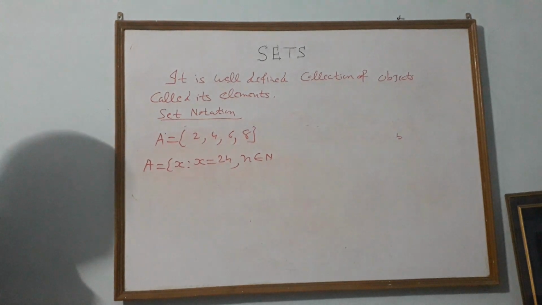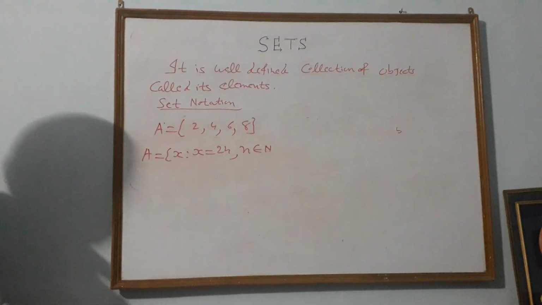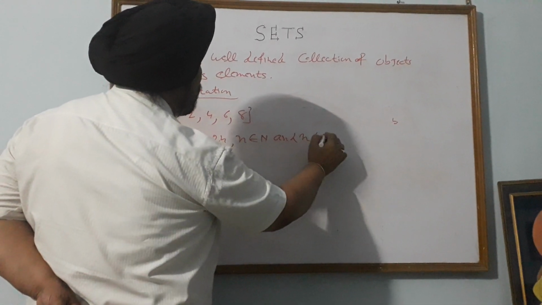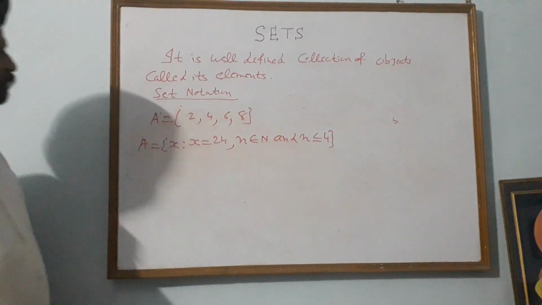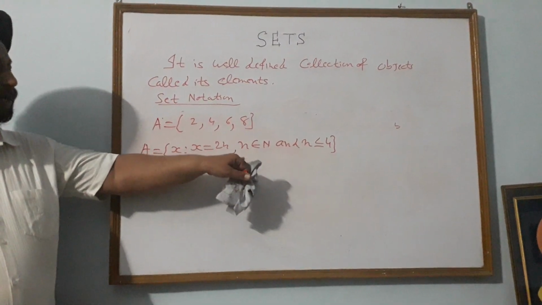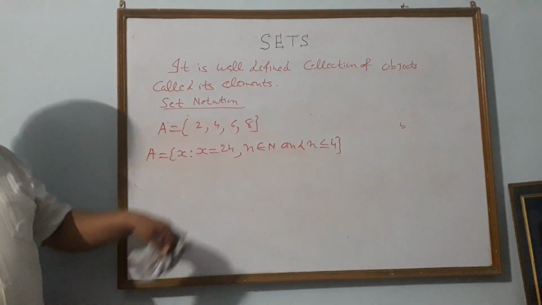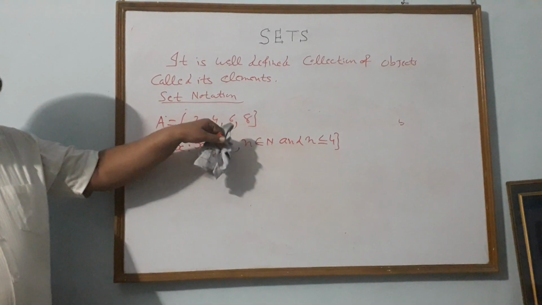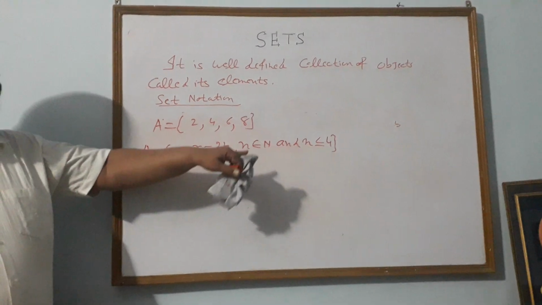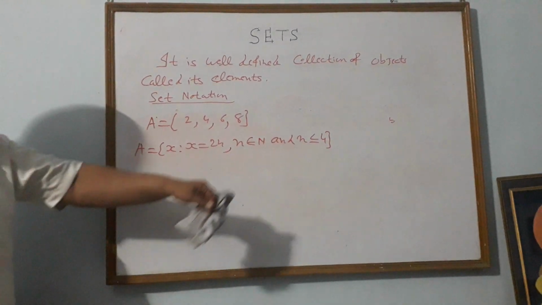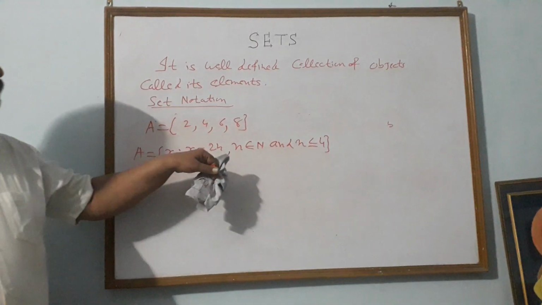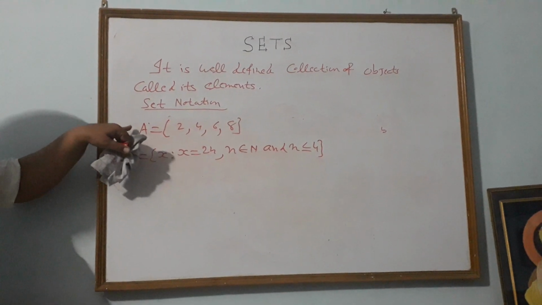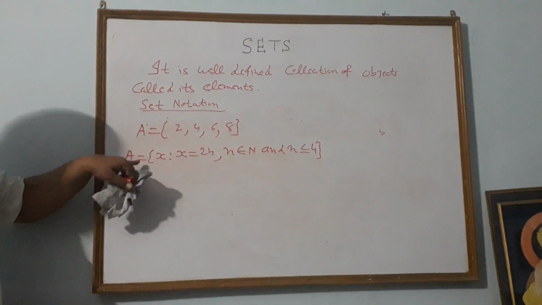It means n belongs to N, where capital N is the natural numbers, and n is less than or equal to 4. We know natural numbers start from 1. So if we put 1 in place of n, 2 into 1 is 2. If we put 2, 2 into 2 is 4. If we put 3, 2 into 3 is 6. If we put 4, 2 into 4 is 8. Because we have taken n less than or equal to 4, we can put the value of n up to 1, 2, 3, 4. So this is the tabular form or roster form, and this is the set builder form.